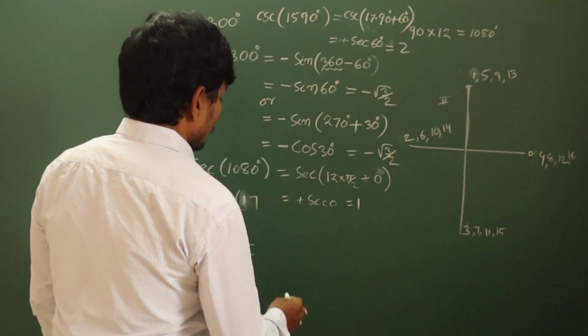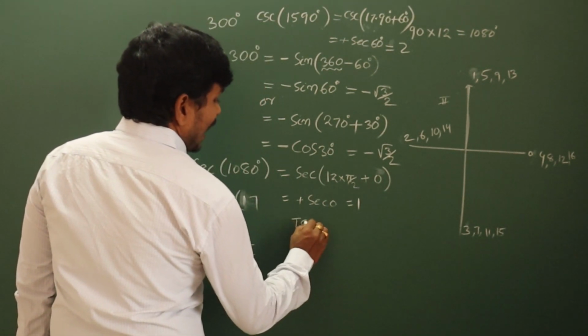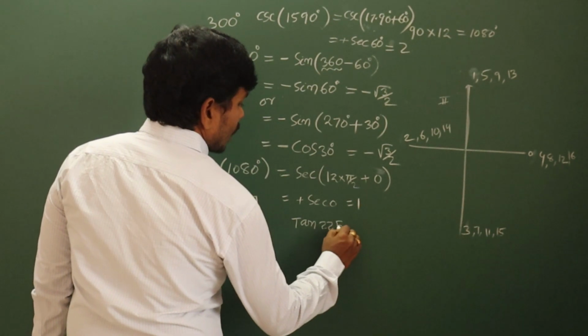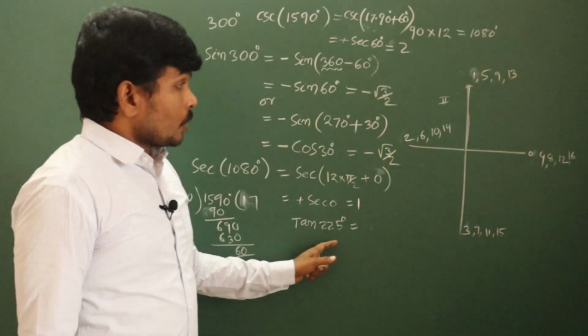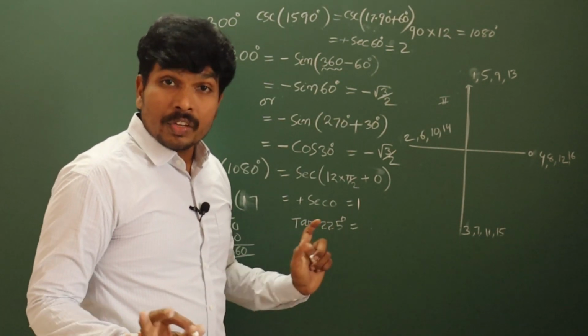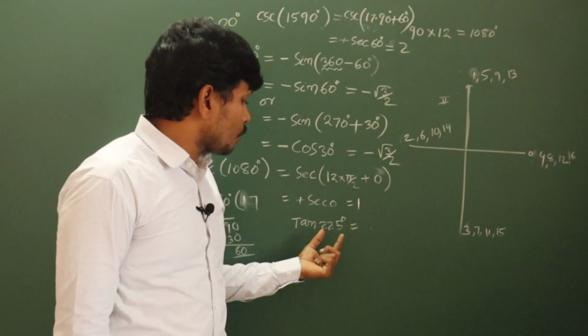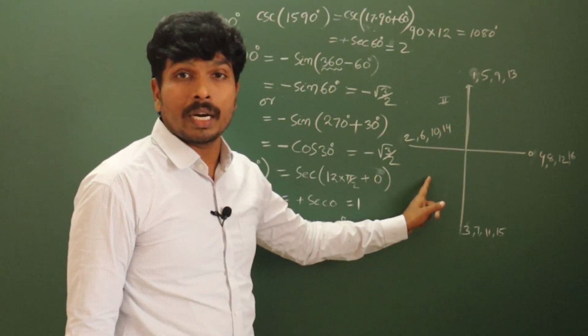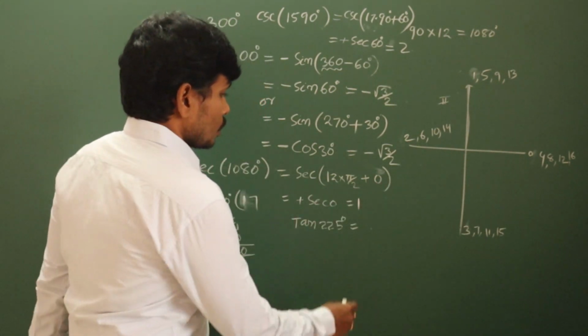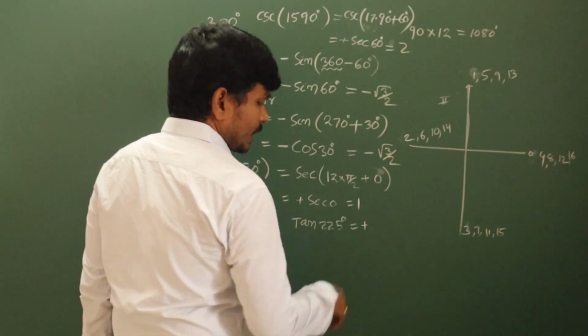Now one more I am giving you, get ready. Tan 225 degrees value, how much? Tan 225 degrees. Observe, 225 degrees is in which quadrant? First your task is to identify the quadrant. So 225 degrees is in the third quadrant because it is above 180. So in the third quadrant tan is positive.